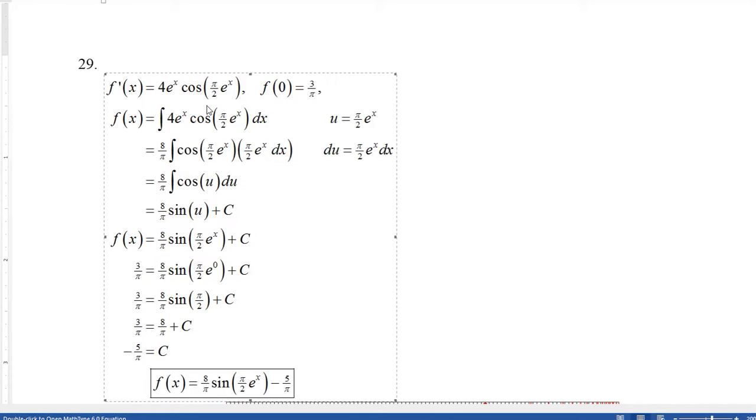So it's a specific antiderivative of the given function f prime of x, which equals 4 e to the x cosine of pi over 2 e to the x. So let's work through this. Well, that looks kind of messy. We need to find an antiderivative.